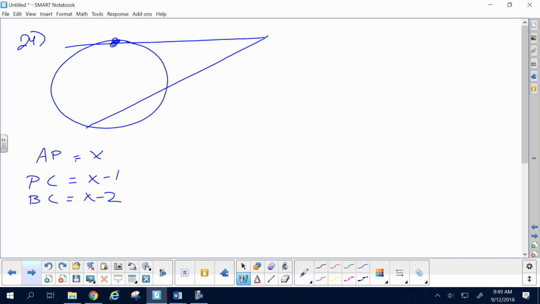There is both a conceptual way of doing the problem and a memorized shortcut way to do the problem. You know that this is x given. BC is x minus 1, and BC is x minus 2. Does anybody remember the shortcut rule?